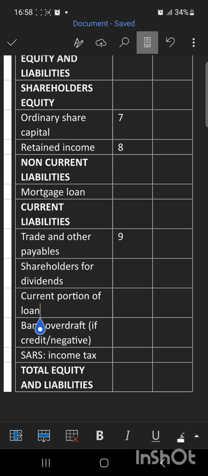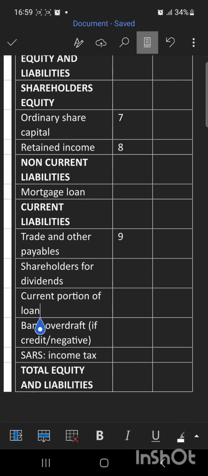So with your trade and other payables, your note number 9, what you are going to do, it also has a standard format. You have your creditors control. You are going to add your accrued expenses. You are going to add your income received in advance, and then you also add your creditors for salaries, which is the net salary of an employee who was excluded from the salaries and wages journal.